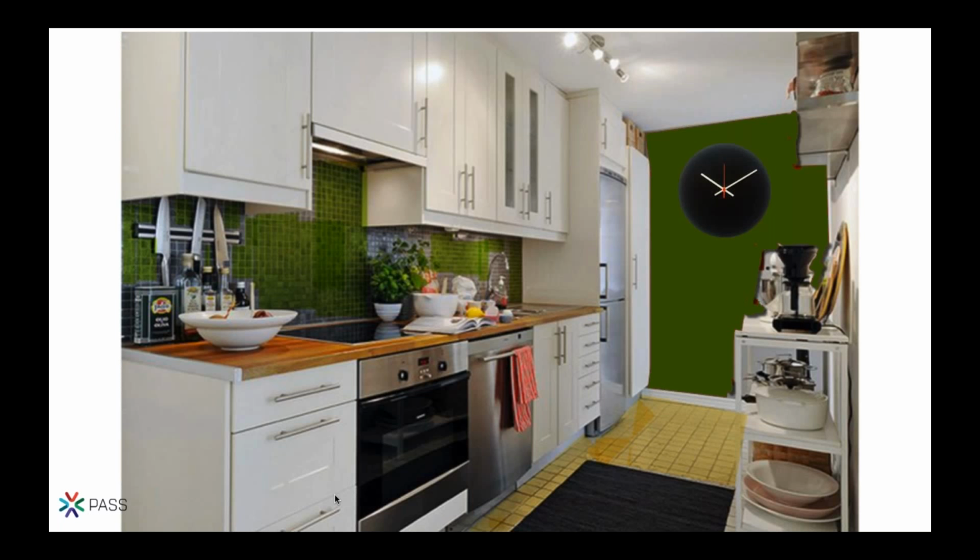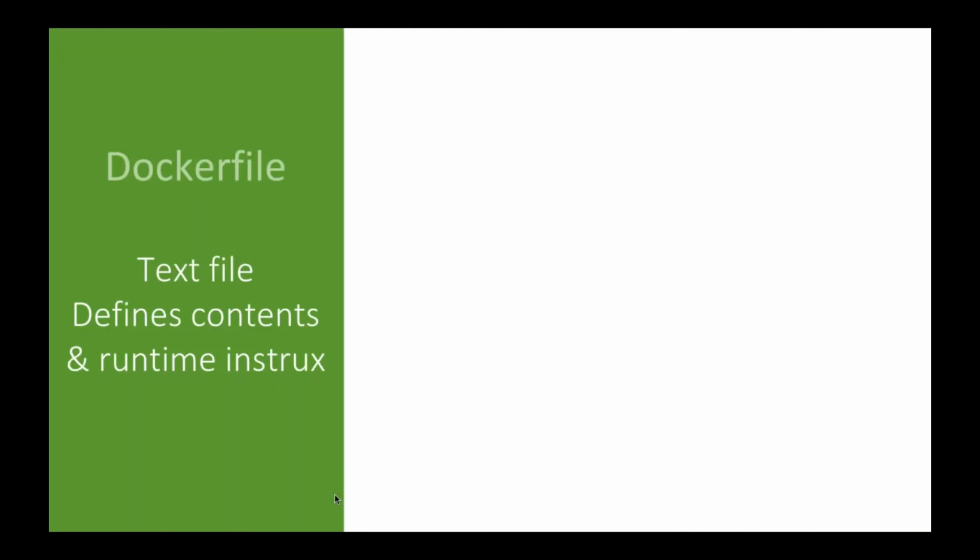Hopefully that gives some of you a little more ability to really understand the concept of moving containers around. So I'm talking about containers here, but that's already the running thing. Where do these containers come from? How do you create a container? It all starts with a simple little text file called a Dockerfile.